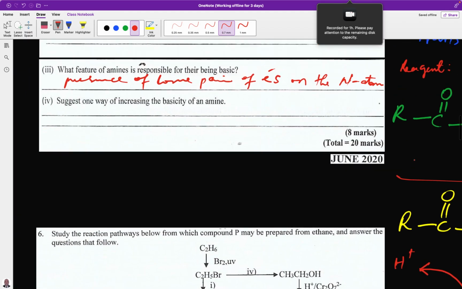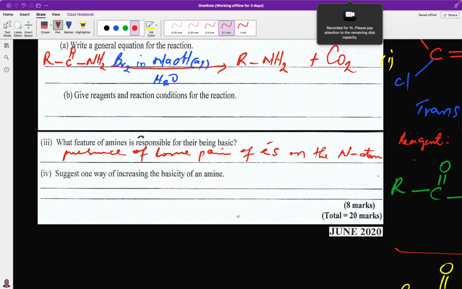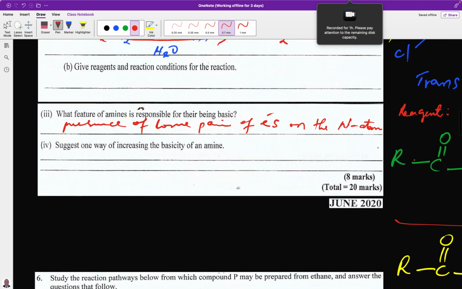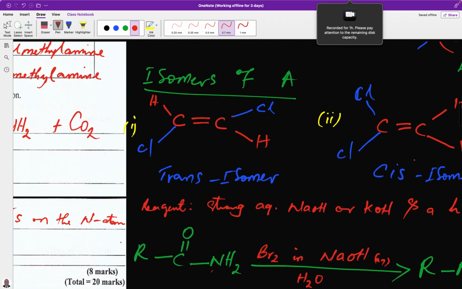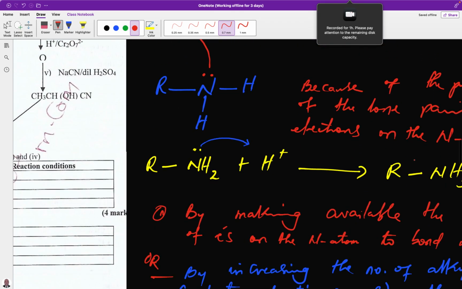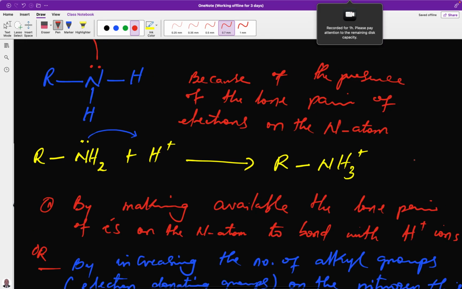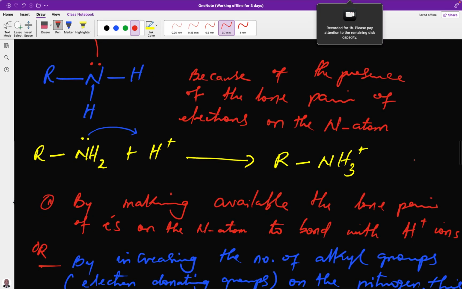So I went further and I said what feature of amines is responsible for their being basic. I said that the condition that makes amines basic is the presence of the lone pair of electrons on the nitrogen atom. Bases are proton acceptors. By doing what? They accept protons by donating the lone pair of electrons to the proton. That is, they donate the lone pair of electrons to the hydrogen ion, thus forming a coordinate bond or dative covalent bond. And I did that here. So the presence of the lone pair of electrons on the nitrogen makes them basic.